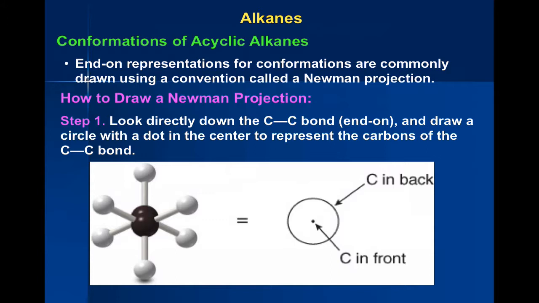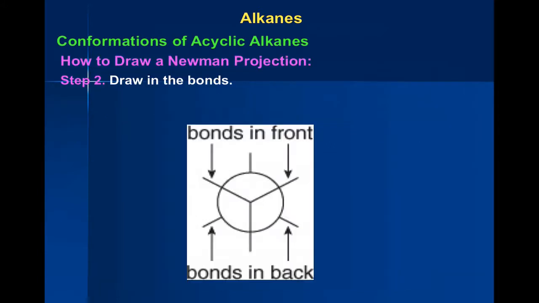Now, if you had it like that, you would draw it a little differently, right? The front carbon would look like nothing changed, but the back carbon would have the position of these 3 groups in different positions relative, okay? So that's a Newman projection, okay? Very important to remember. The bonds to the front carbon are going to go through the circle and stop at the dot.